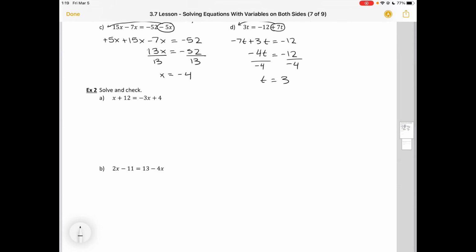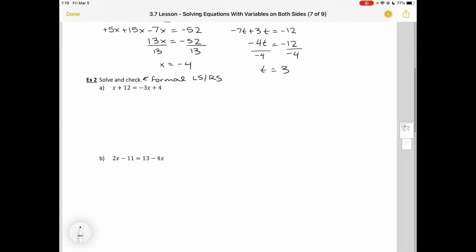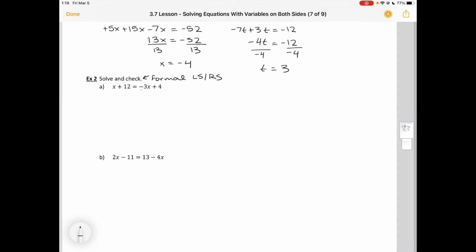Example 2 is going to ask us to solve and check. So this means to do a formal check using the left side, right side table that we did up here in example 1. So let's start by moving all our variables onto one side, all our numbers onto the other side.